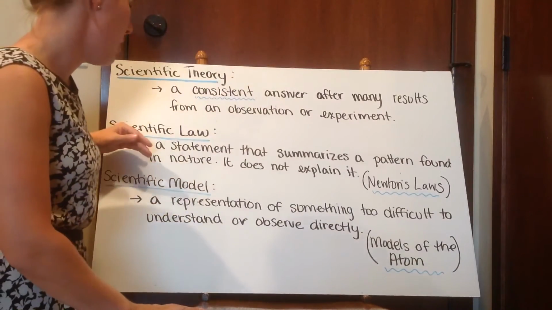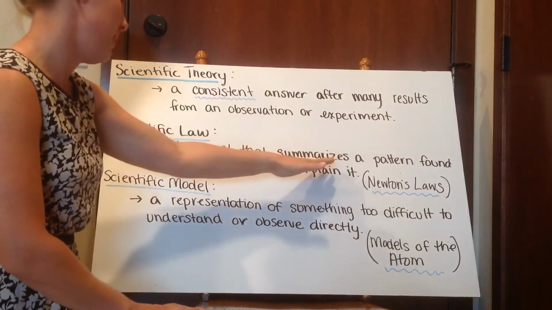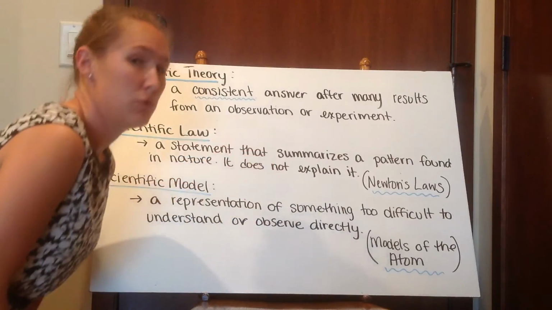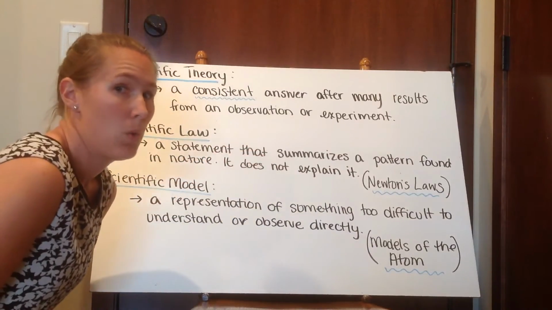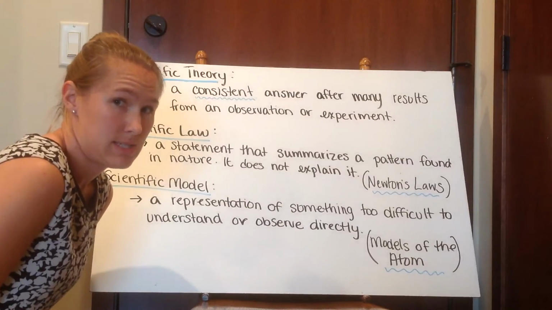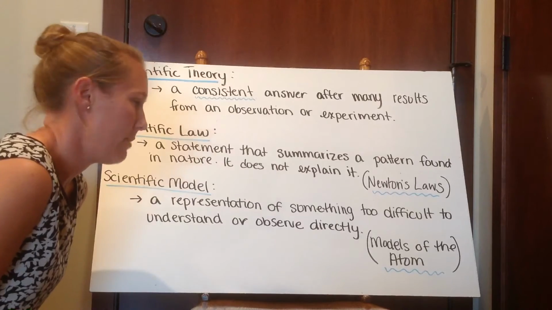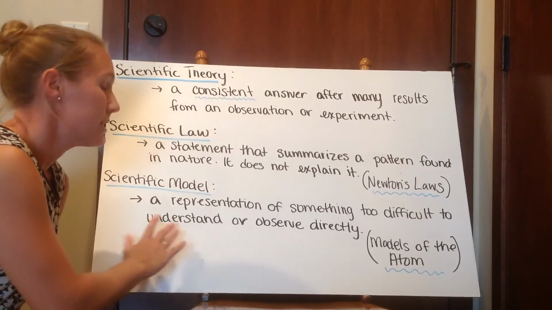A scientific law is a statement that summarizes a pattern found in nature, but doesn't explain it. So for example, Newton's laws of gravity. The law just states what is found in nature, but it doesn't go into the details of explaining why it happens. And then we can make a scientific model.